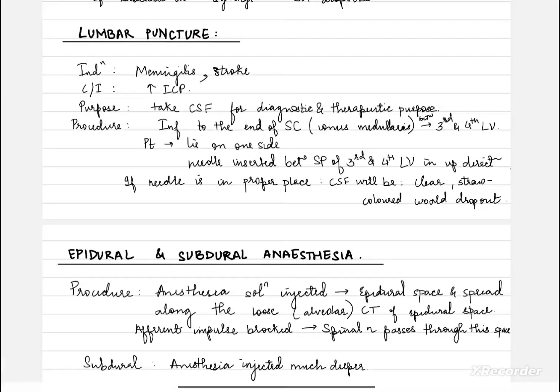Now next is lumbar puncture. Lumbar puncture is done for meningitis or stroke. Contraindication is raised intracranial pressure. Purpose is to take CSF for diagnostic and therapeutic purposes. Procedure is: inferior to the end of the spinal cord, like the conus medullaris, between the third and fourth lumbar vertebrae, the patient lies on one side. Needle is inserted between the spinous processes of the third and fourth lumbar vertebrae in an upward direction. If the needle is in the proper place, CSF will be clear straw color and will drop out.